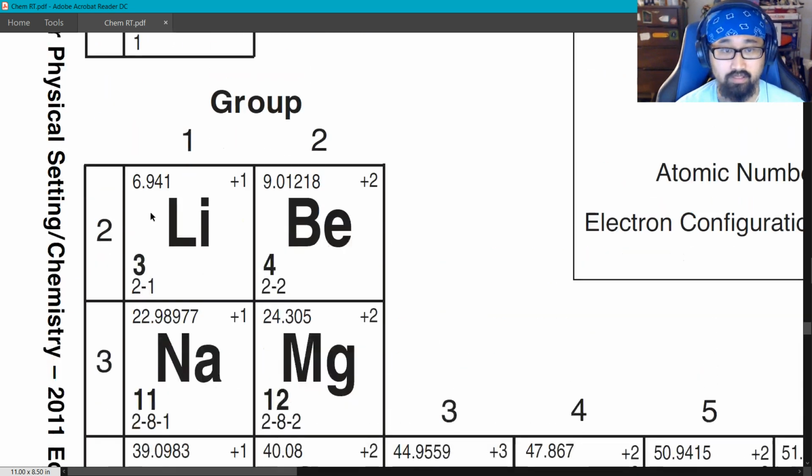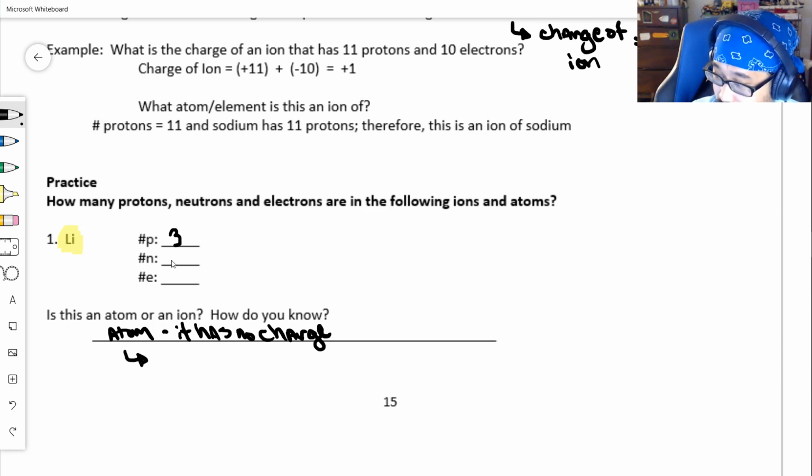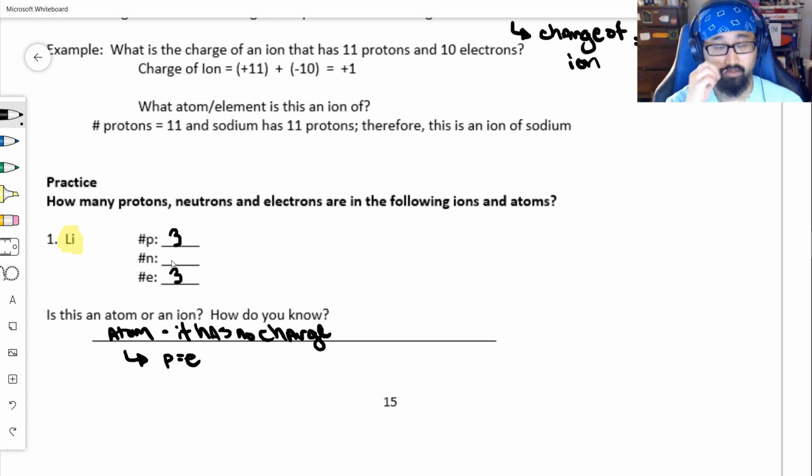All right, let's take a look at this. Lithium has an atomic number of 3. That tells me exactly the number of protons. The number of protons, therefore, is 3. Because it's an atom, in an atom, P equals E. The number of protons is equal to the number of electrons, so there are also 3 electrons. Now we need to find the number of neutrons.